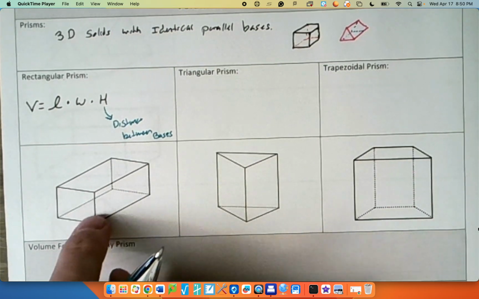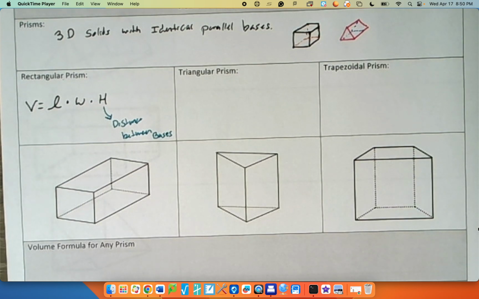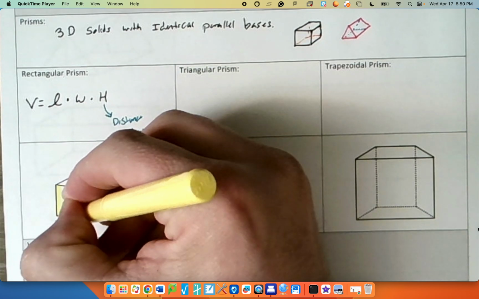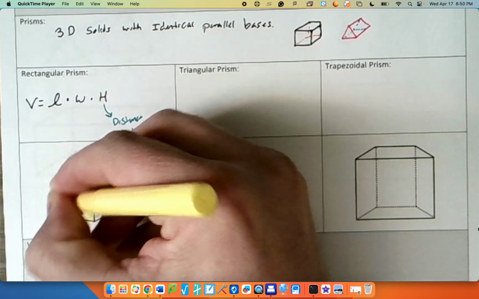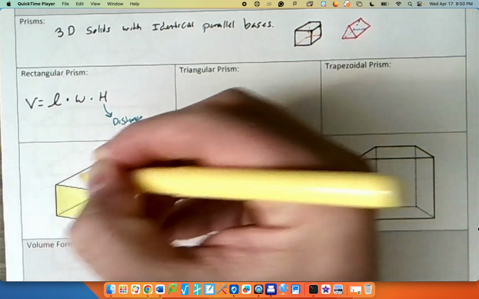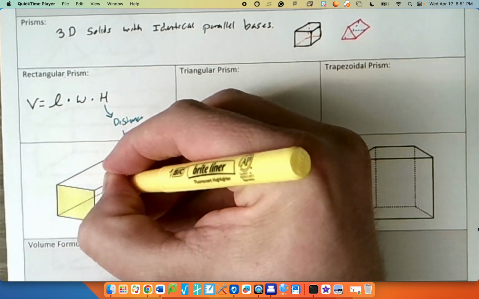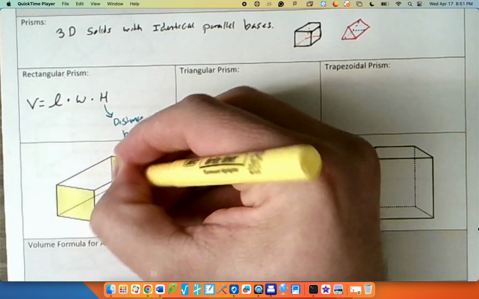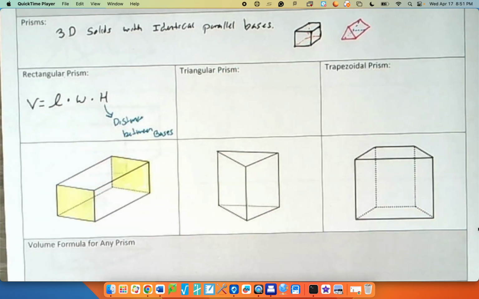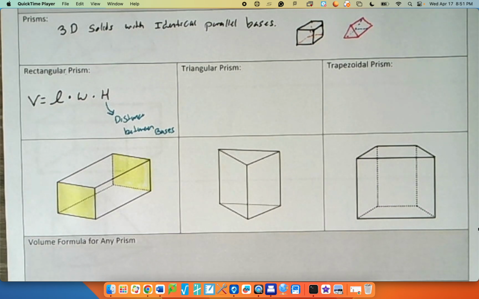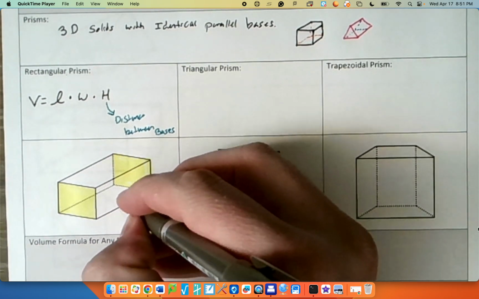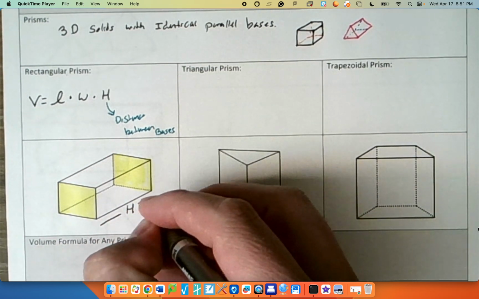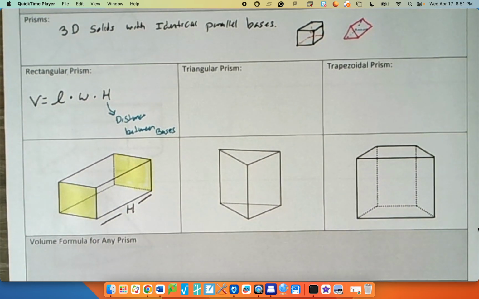So on this rectangular prism right here, depending on which rectangle we call the base. So if I say it's this front rectangle right here, the other base is this back rectangle. They're exactly the same, they're identical, and they're parallel. Then height, my big height, is that right there, that distance from one highlighted rectangle to the other highlighted rectangle.